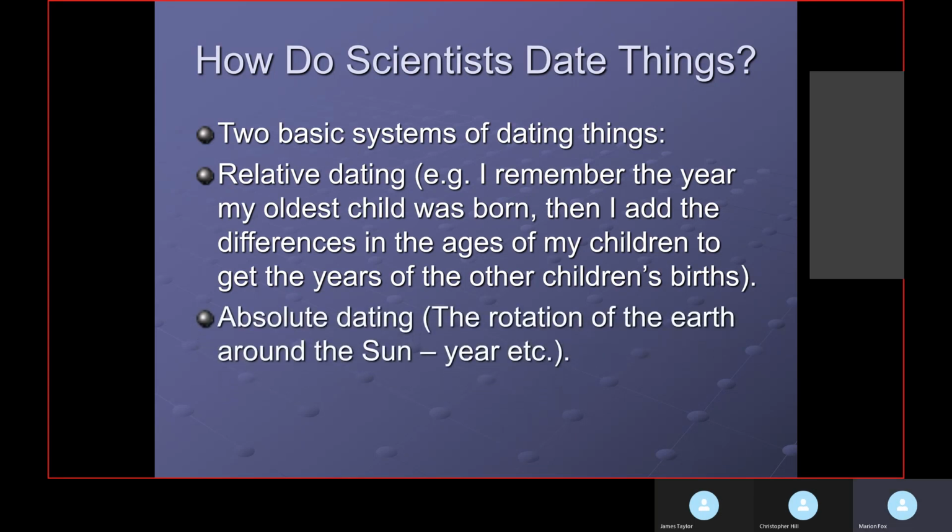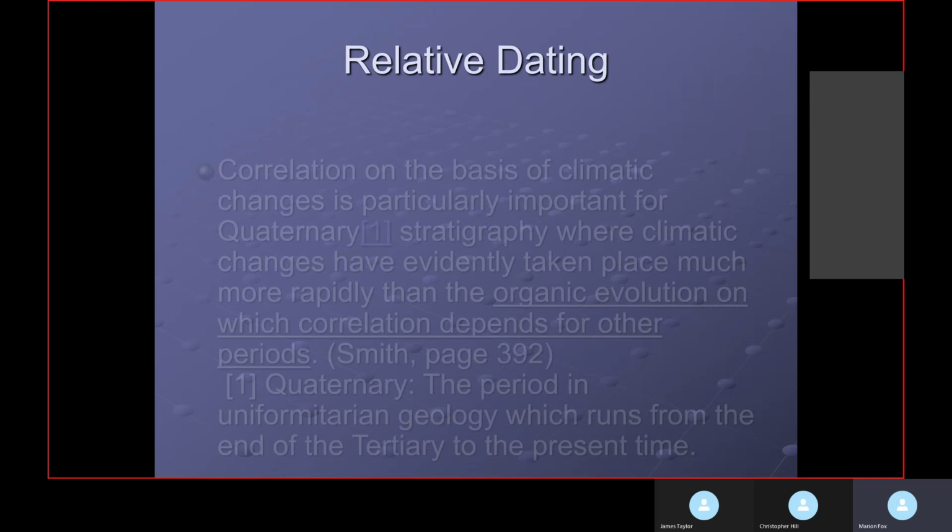We have absolute dating, such as the rotation of the Earth around the sun. We get a year out of that. And so we date that as a year. That's absolute dating. So there's two ways of dating. We'll be looking at both of these and see some problems with it.